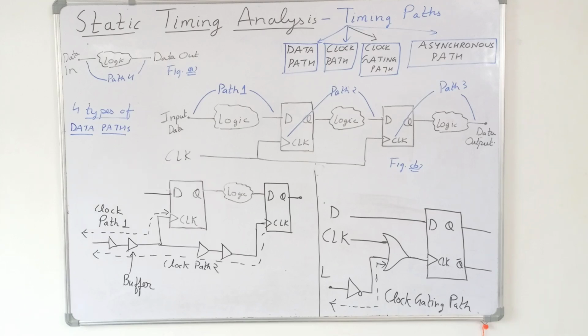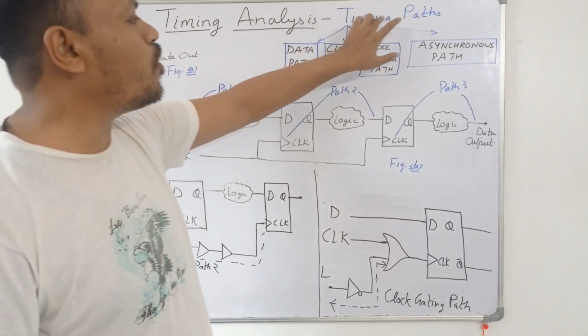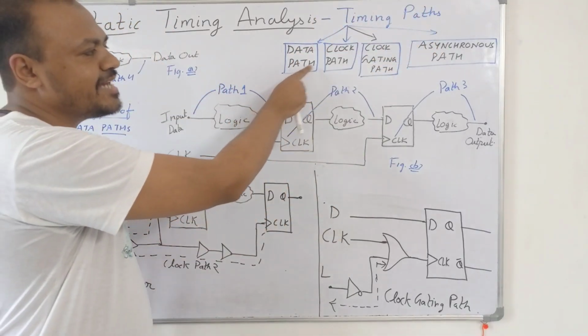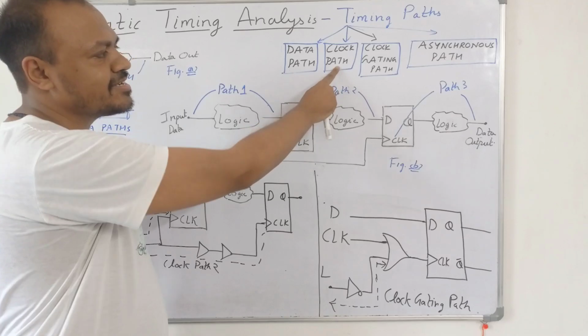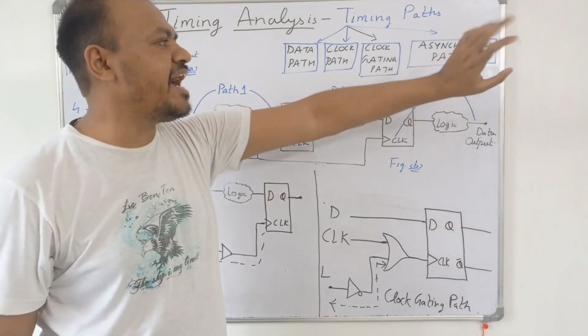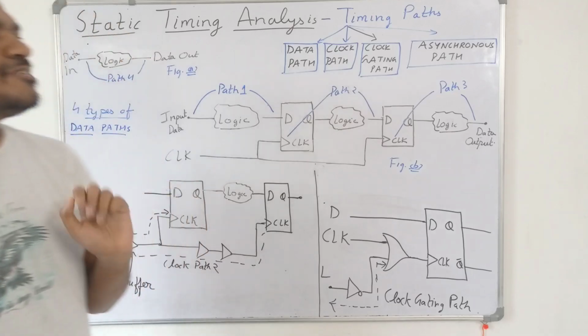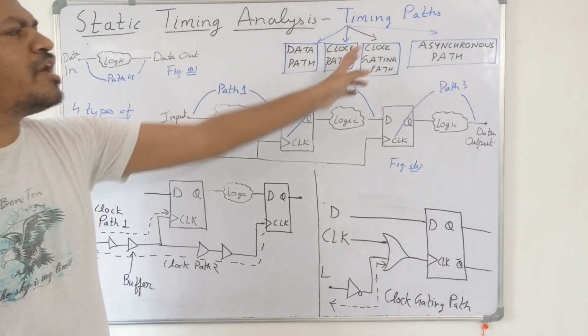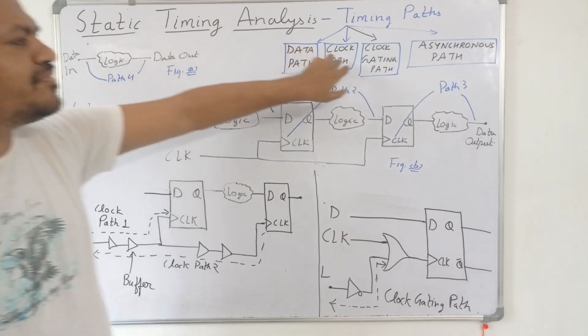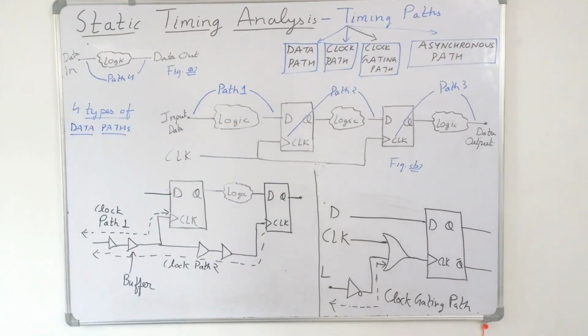So in static timing analysis, we basically have four types of timing paths. First is called the data path, second is the clock path, third is the clock gating path, and fourth is the asynchronous path. So our whole design can be broken down into these four types of timing paths.